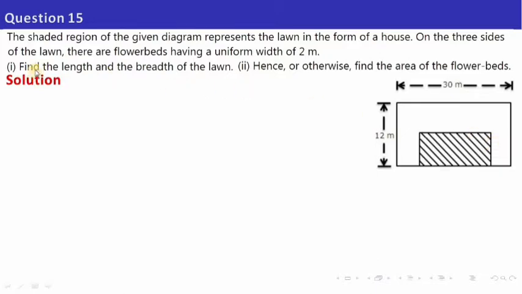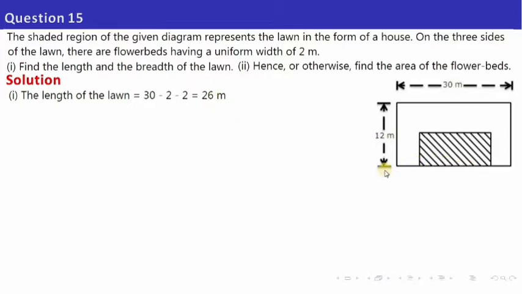Now find the length and breadth of the lawn. So that's what you are asked to find. You have to find what is the length and breadth of this shaded part. Now see here carefully. From here to here is 30, means from here to here is also 30. And how much is this? This is 2, and this is also 2. So from 30 we will subtract 2, and we will subtract this 2 as well. So your length will be 30 minus 2 minus 2, which is 26 meter. So I got the length, that is this much.